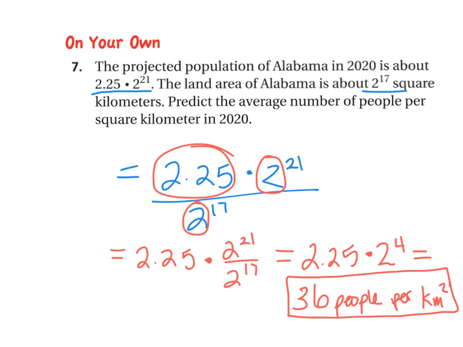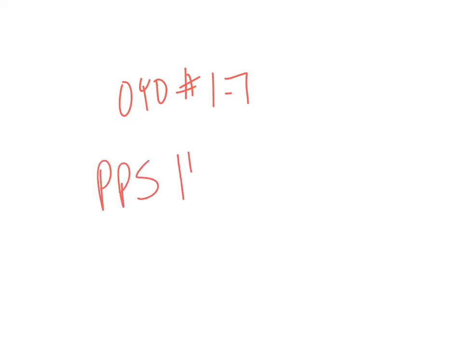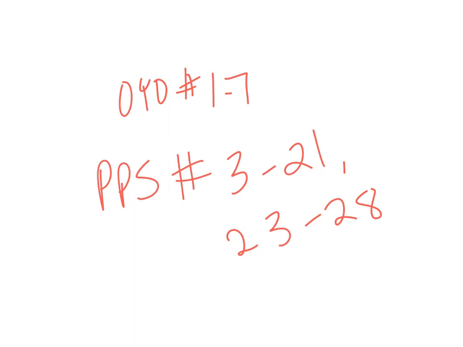All right, so that's your example, and you're on your owns. So now you have completed the on your own numbers 1 through 7. So you're going to do the practice and problem solving 3 through 21, and then 23 through 28. All right, holler if you need any help.